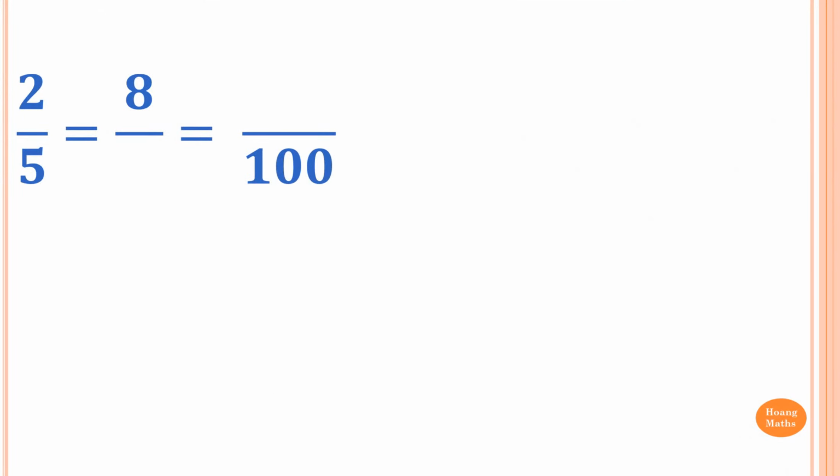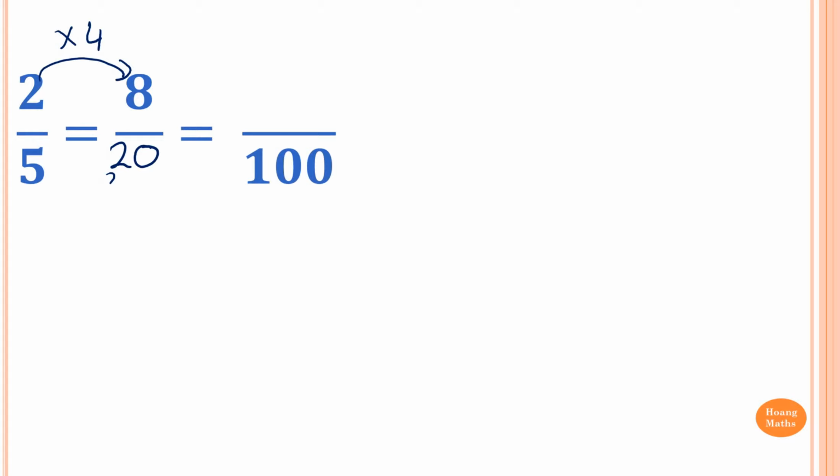2 over 5 is equal to 8 over something and something over 100. So first of all, to work out the first one first, from 2 to 8, we times this by 4. So therefore, from 5 to this we must times by 4 as well. So 5 times 4 is 20.